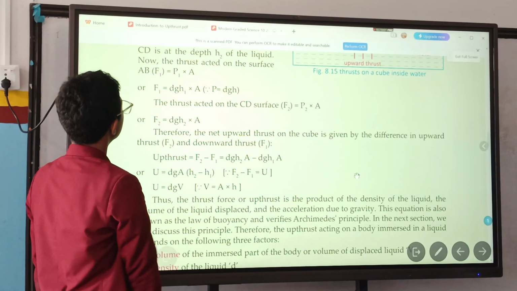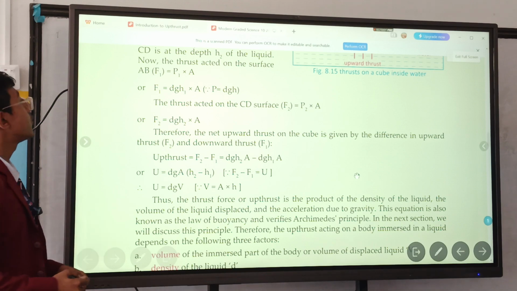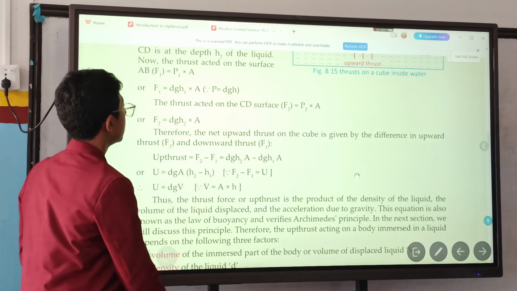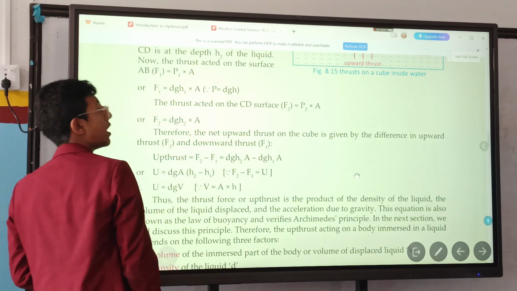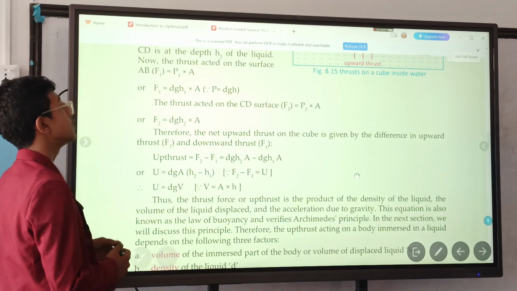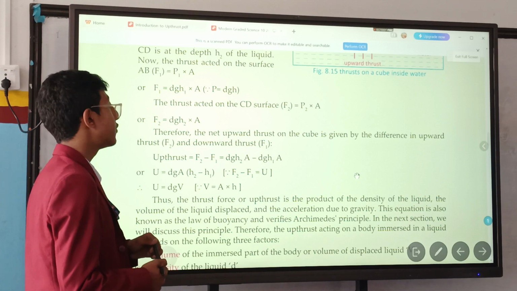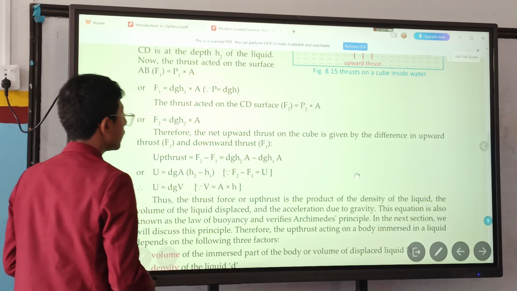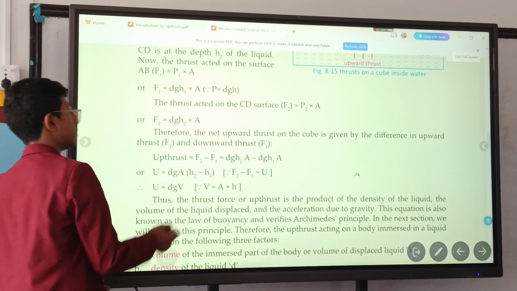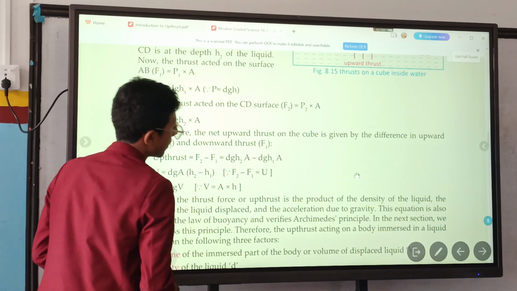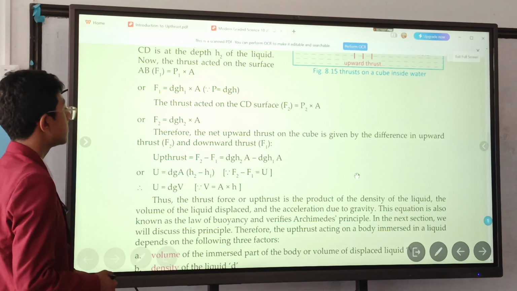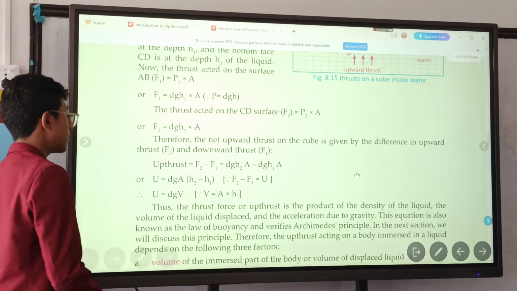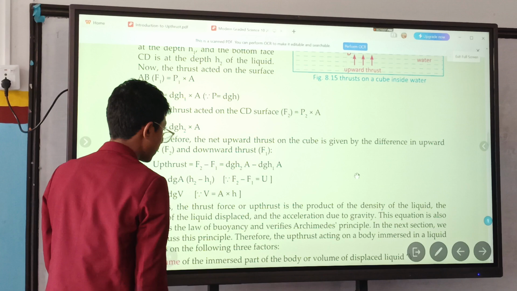Now we can write the formula. F1 equals P1 into A, where P1 equals d into g into h1. The thrust acting on the lower surface is F2 equals P2 into A. Therefore the net upthrust on the cube is the difference between the upward thrust F2 and the downward thrust F1. Upthrust U equals F2 minus F1, equals d g h2 A minus d g h1 A, or U equals d g A (h2 minus h1). Therefore U equals d into g into V, where V equals A into h, volume equals area into height.